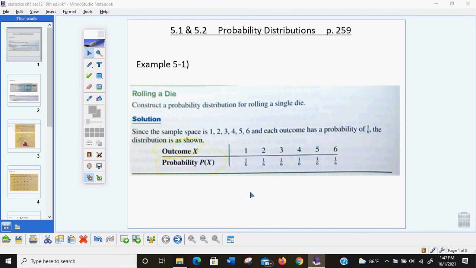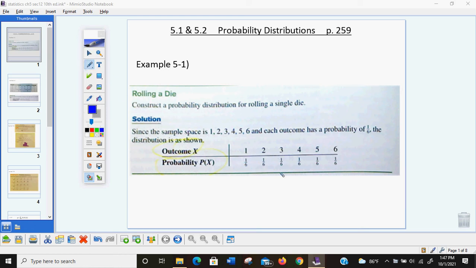Okay, let's talk about probability distributions. This one is example 1 from section 5. It says construct a probability distribution for rolling a single dice. Well, as you know, on a single dice, you can get 1 dot, 2 dots, 3 dots, 4 dots, 5 dots, or 6 dots. The probability of getting each one is 1 out of 6.